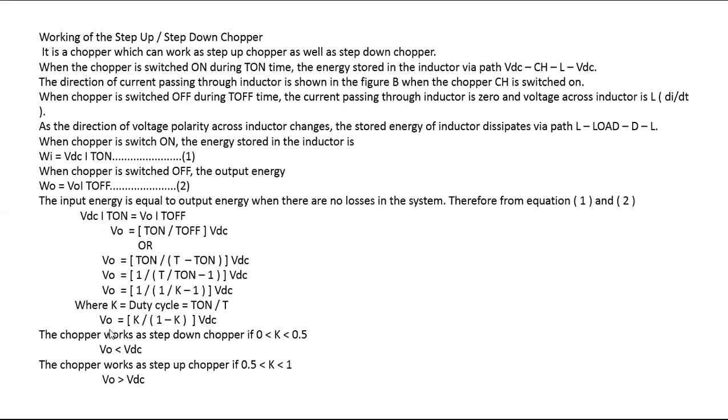So what is the expression now? V naught equal to K by, that is, delta by 1 minus delta into VDC. Don't forget, for the step up down chopper, what is the output voltage expression? V naught is equal to delta by 1 minus delta into VDC. The delta value is always less than 1. We already know the chopper works as step down. You can see in the range where output voltage is less than VDC, it acts as step down. When output voltage is greater than VDC, it acts as step up. Next class we take the problems, you will understand. So remember this expression and the derivation part. Let us go back to this slide here.